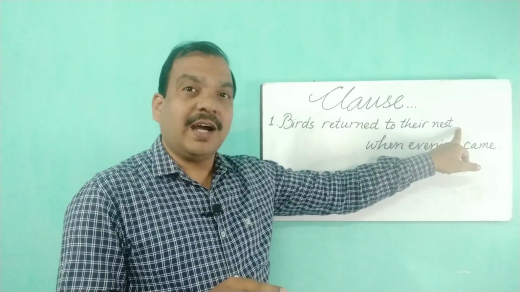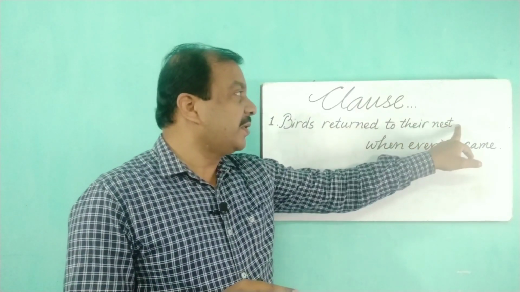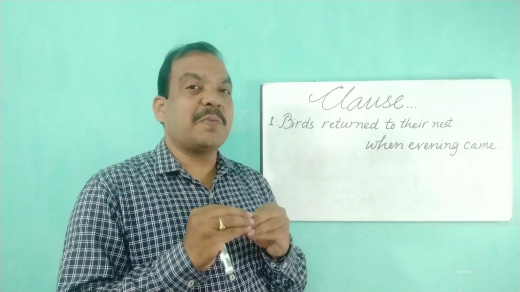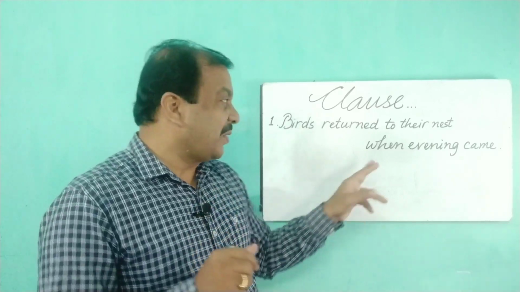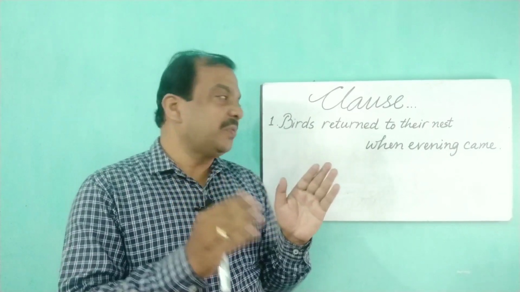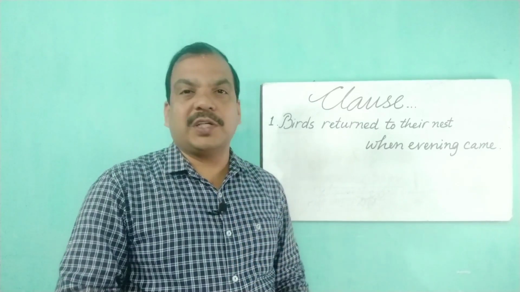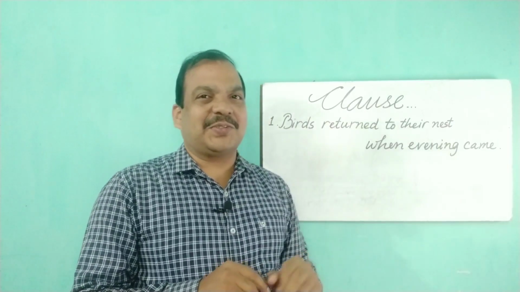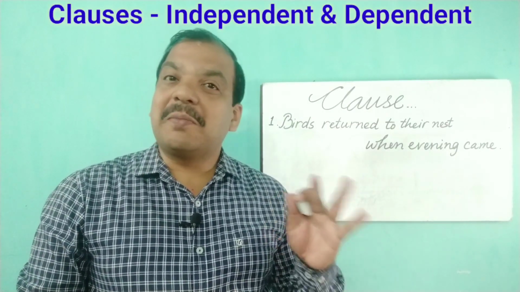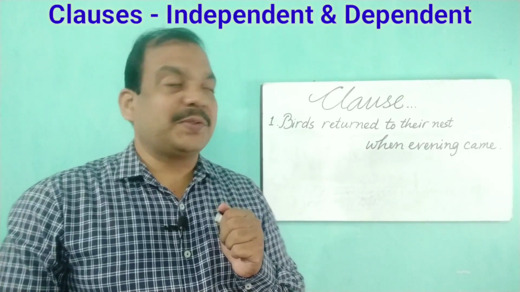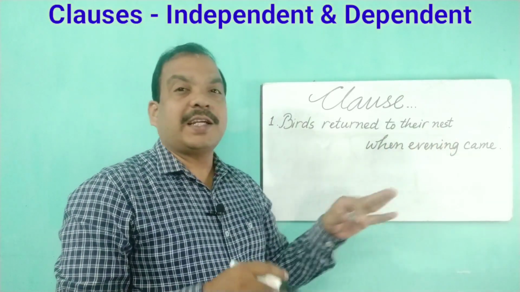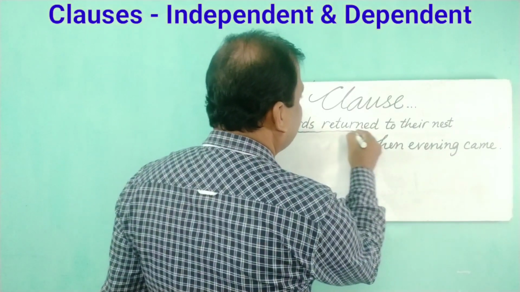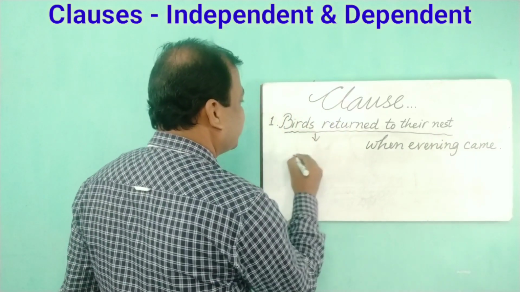When you put a full stop here, I repeat, this will be a sentence, an independent sentence, having its own meaning, having its own sense. But when evening came, this part you will independently use here and put a full stop, it cannot be a sentence. So this is a dependent clause. So my dear friends, we may divide the clauses into two classes. As you know, birds return to the nest. It is independent in sense. So we may say that this is called an independent clause.